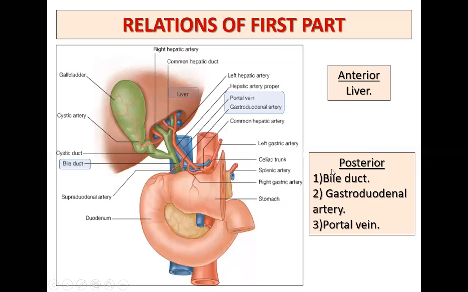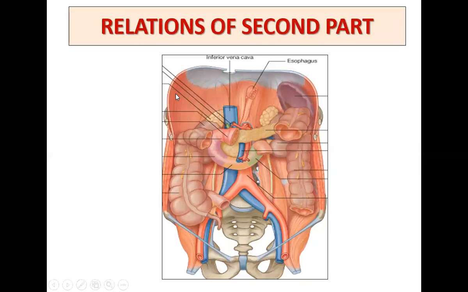If not, you cannot see the first part because it is covered by the liver anteriorly. Posteriorly, we have the bile duct, as you can see here. This is the bile duct here. Then we have the gastroduodenal artery. So here is the gastroduodenal artery, as well as the portal vein, a very important vein. If you see here, there is a portal vein going to the liver, supplying the liver. Okay, so this is the portal vein, this is the gastroduodenal artery, as well as the bile duct. All these are going behind, so it is posterior relation. Anteriorly, we have the liver.